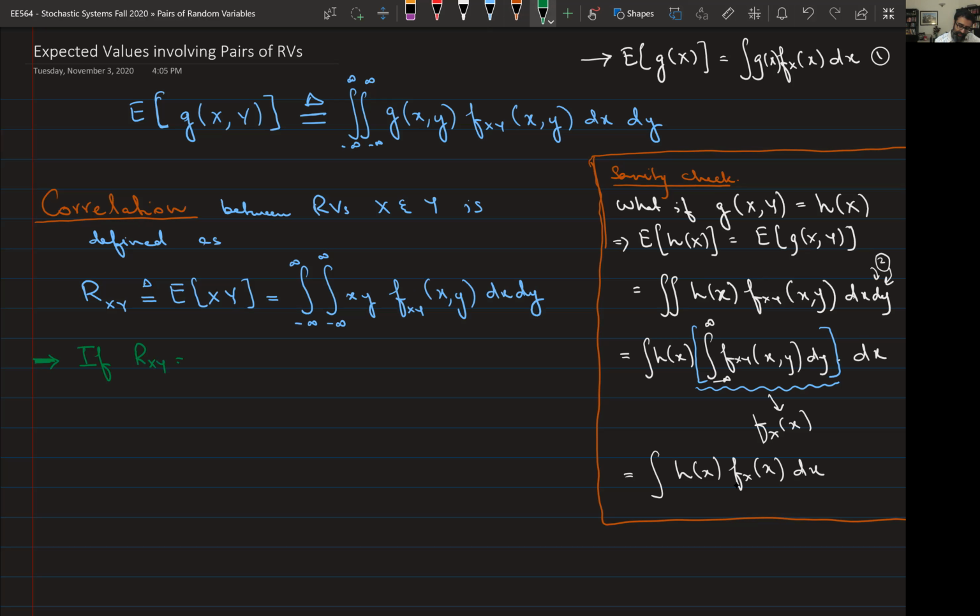Rxy equals 0, we say that x, y are orthogonal, right? So this is once again a definition, if you will. If the correlation between two random variables turns out to be 0, we say that those two random variables are said to be orthogonal to each other.